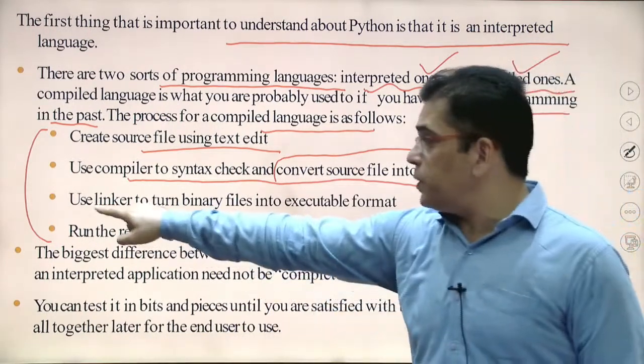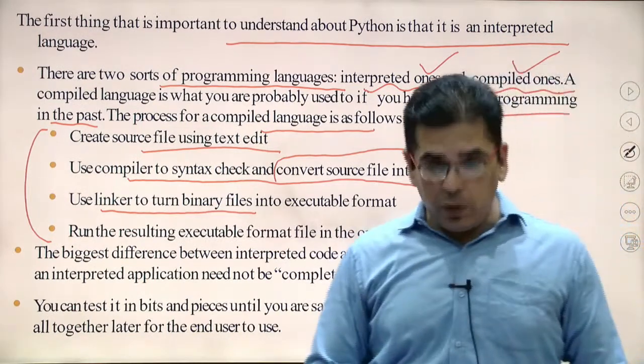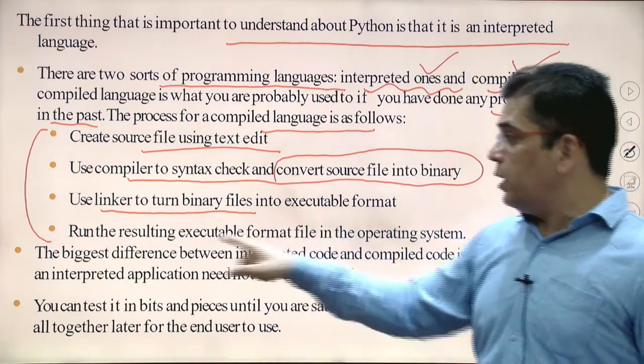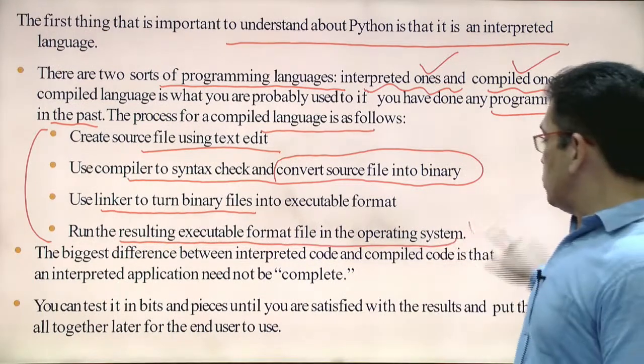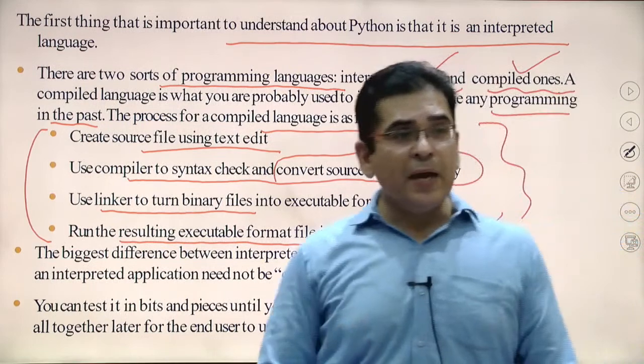Then the third step is the linker. The linker is used to turn the binary file into executable format. The binary file needs to be converted into executable. Then you have to run that executable format in your operating system. So this is a 4-step process required for compiler based language.